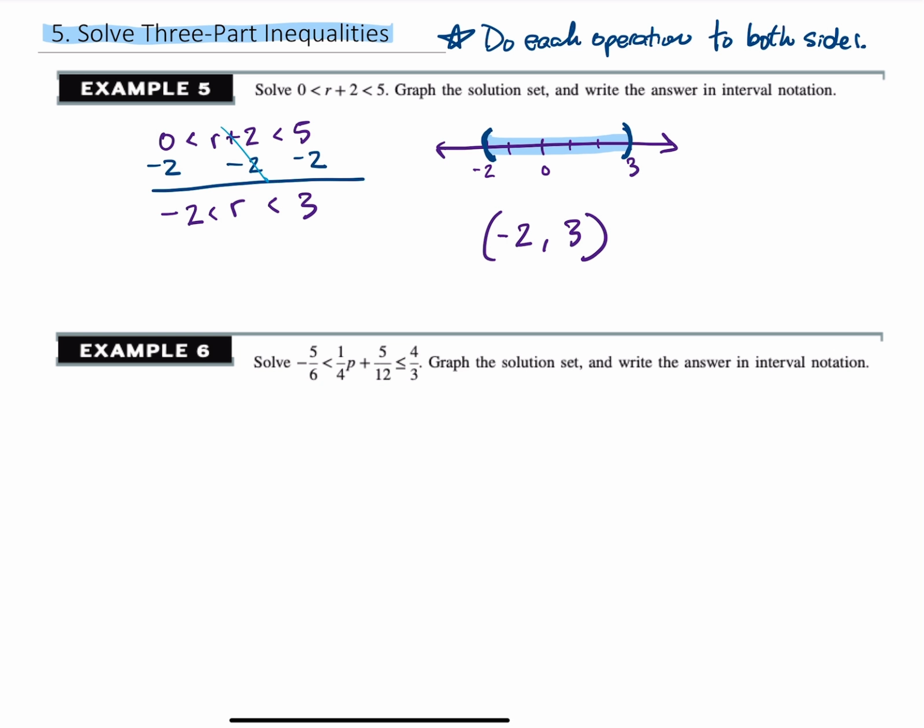Cool. So let's look at example 6, a bit more complicated. Got some fractions. Let me write it out. You have negative 5 over 6 is less than 1 over 4 times p plus 5 over 12, which is less than or equal to 4 over 3. So we have lots of fractions.